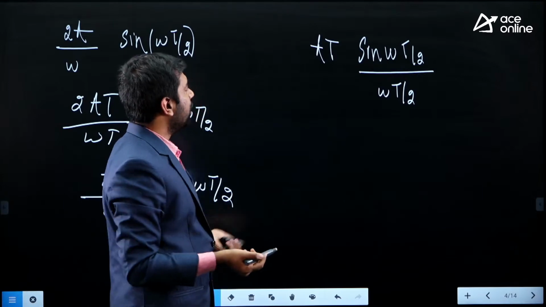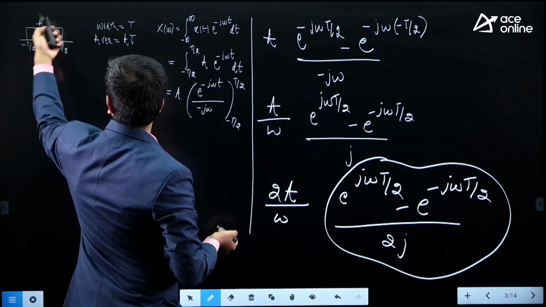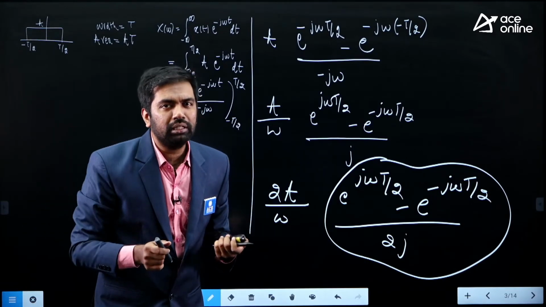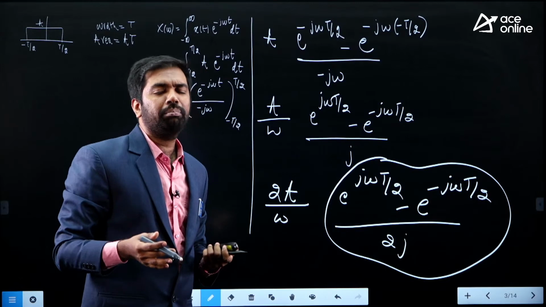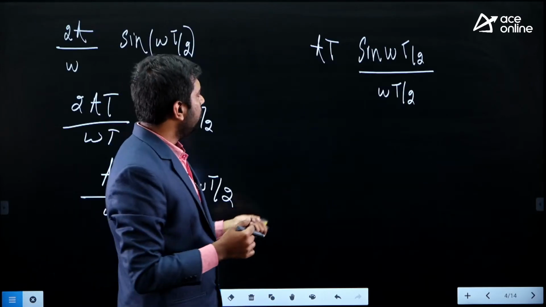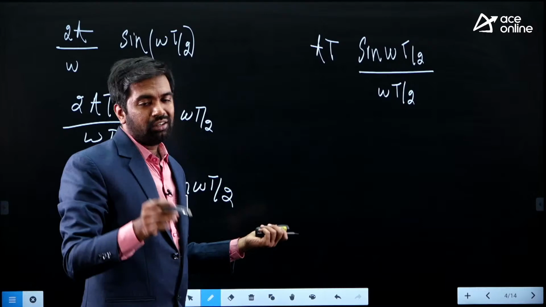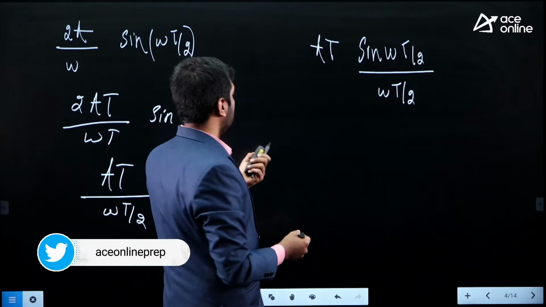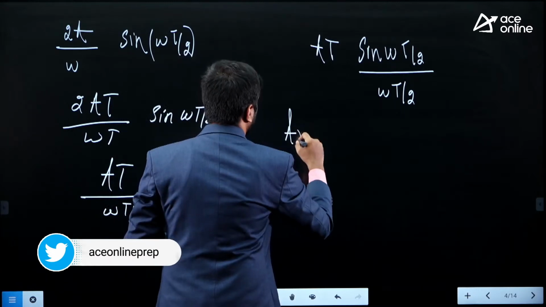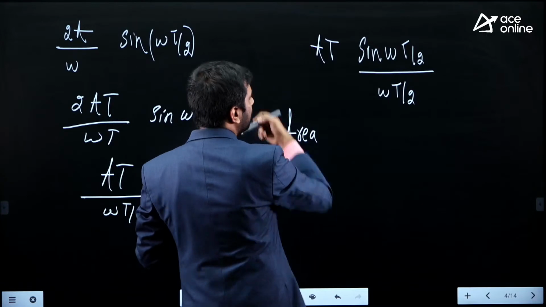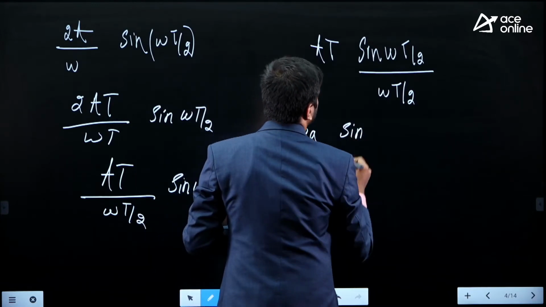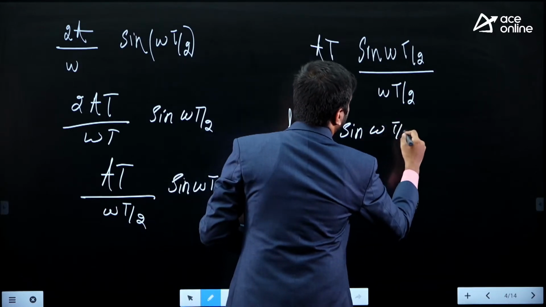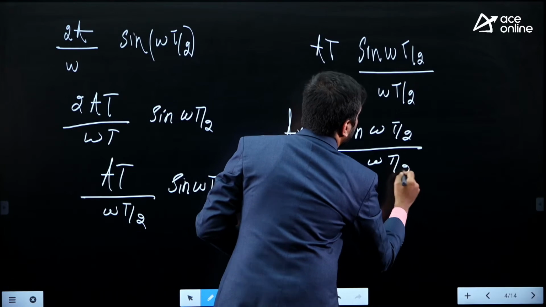Earlier I pointed out that the area of this rectangular pulse is at. The width of the rectangular pulse is capital T. Let's try to write this result in terms of the area of the rectangular pulse and the width of the rectangular pulse. So what do I get? Here I have the area of the rectangular pulse into sine omega t by 2 by omega t by 2.